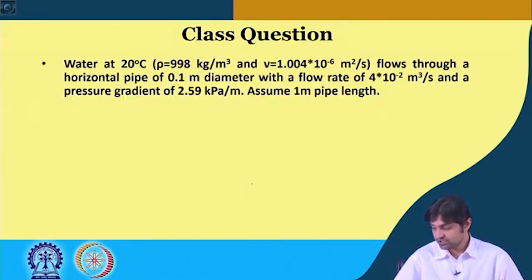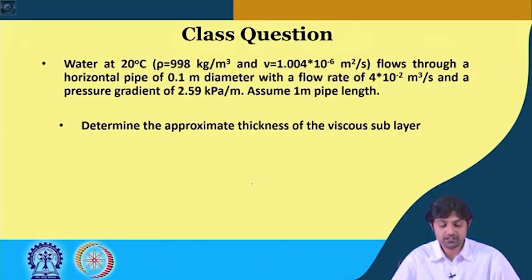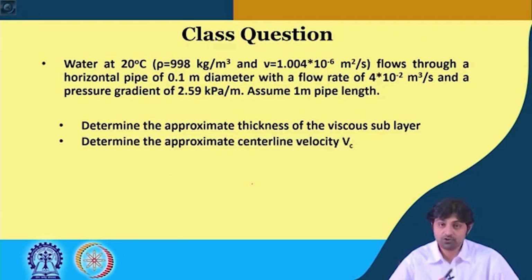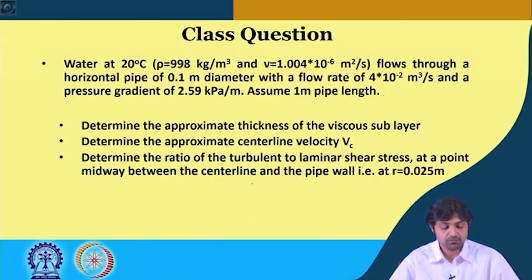The class question is that water at 20 degree centigrade, with nu and rho given, flows through a horizontal pipe of 0.1 meter diameter with a flow rate of 4 into 10 to the power minus 2 meter cube per second and a pressure gradient of 2.59 kilopascal per meter. If we assume 1 meter pipe length, determine the approximate thickness of the viscous sublayer, determine the approximate center line velocity Vc, and determine the ratio of turbulent to laminar shear stress at a point midway between the center line and the pipe wall.